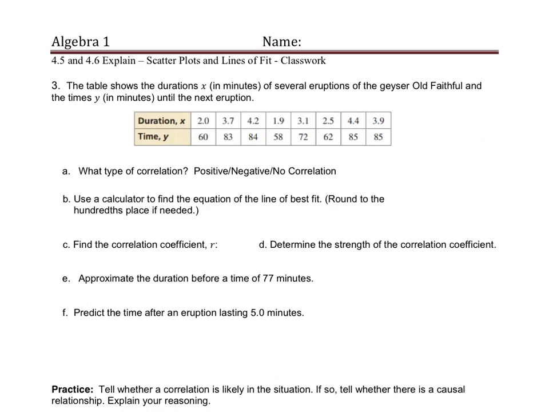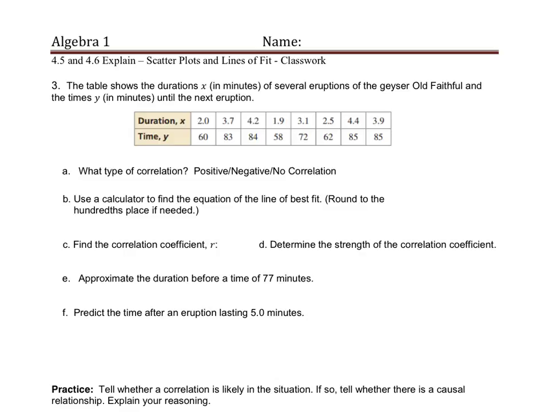Okay, on number 3, this time they're back to giving you a table. The thing they've added on number 3 is parts E and F. In part E, they've given you a time of 77 minutes. So our time is our y value. So they've said y is 77. So you're going to plug in 77 for y, and you're going to solve your line of best fit equation for x.